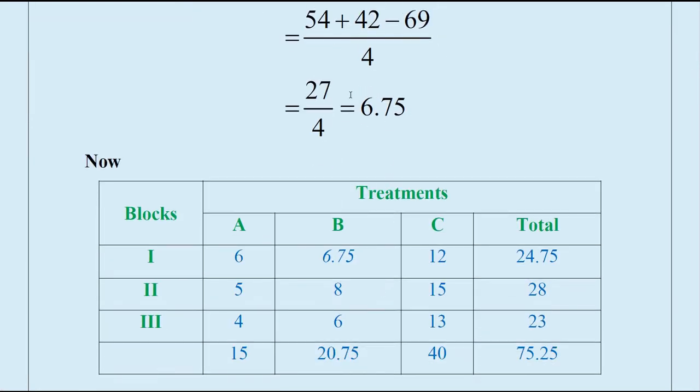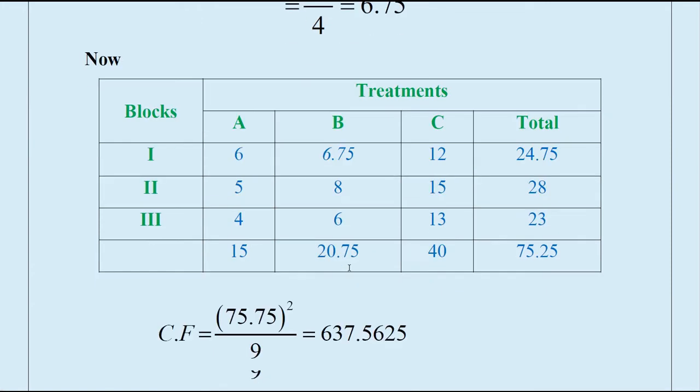So here we calculate the missing observation. 6.75 is our missing observation. And now we got the total of treatment A, total for treatment B, total for treatment C, and this is the first block total, second block, third block, and this is the grand total. So next, rest of procedure is same as we discussed previously.